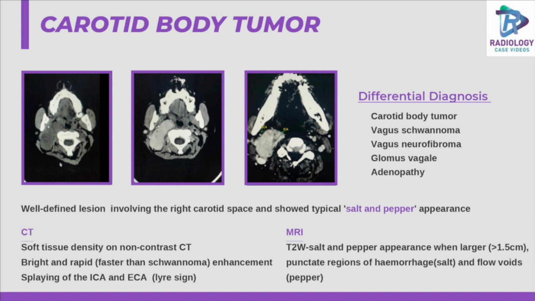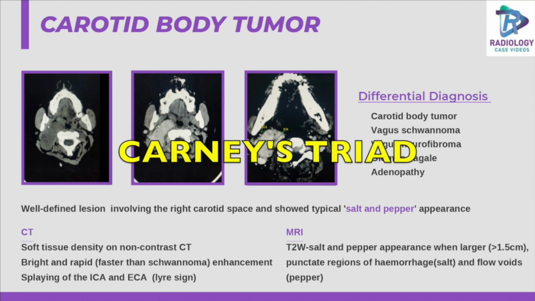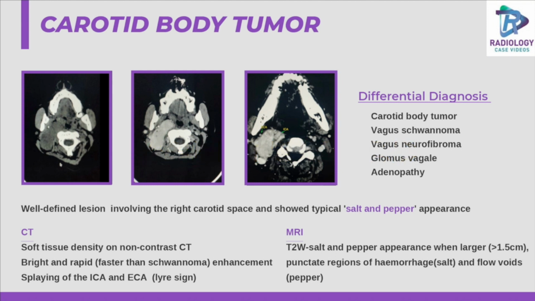So these are highly vascular glomus tumors and they arise from the paraganglion cells of the carotid body. They are mostly located at the carotid bifurcation, which in turn causes splaying of ICA and ECA, which is called Lyre sign, and they can be a part of Carney's triad, which has three tumors. They are extra-adrenal paraganglioma, gastrointestinal stromal tumors, and pulmonary chondroma.